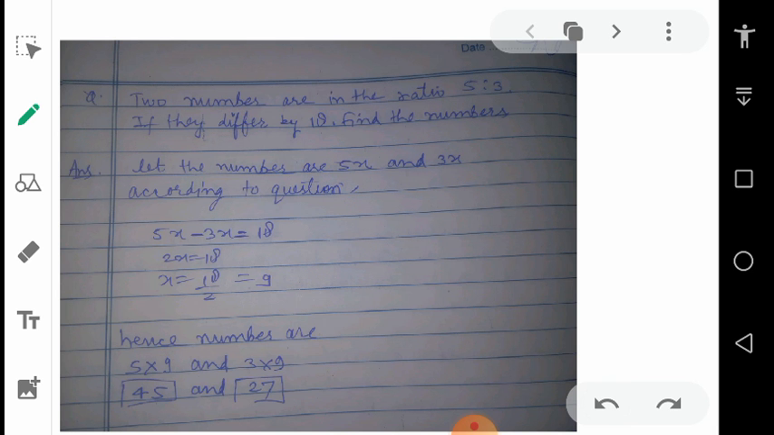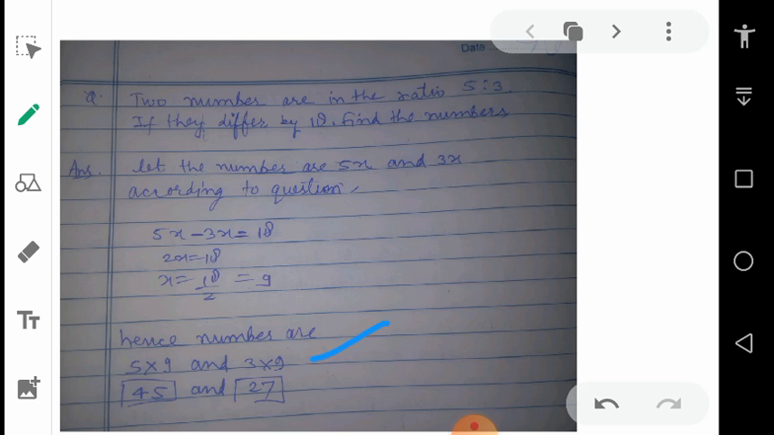So the first number is 5 into x, that is 5 into 9, that is 45. And the second number is 3x, that is 3 into 9, that is 27. So our numbers are 45 and 27. All right, we have found the answer, but how do we make sure that it is correct?